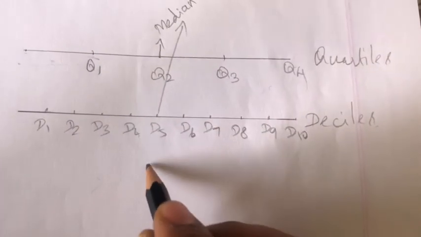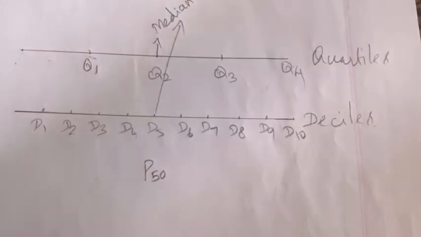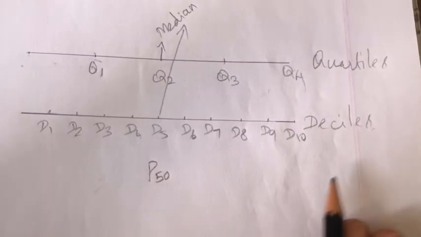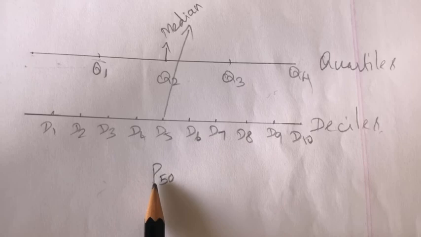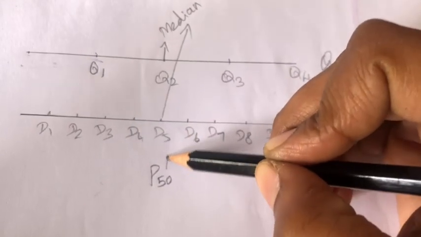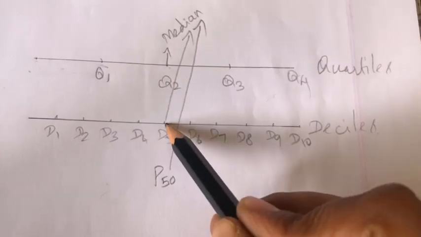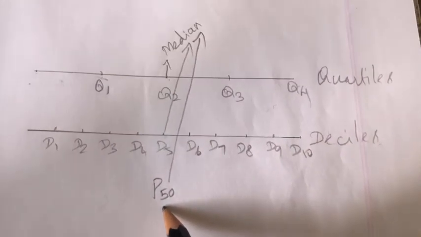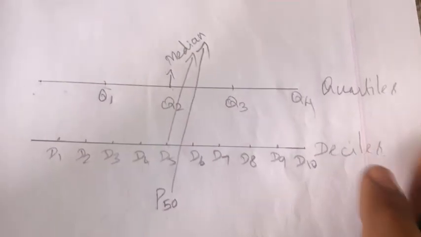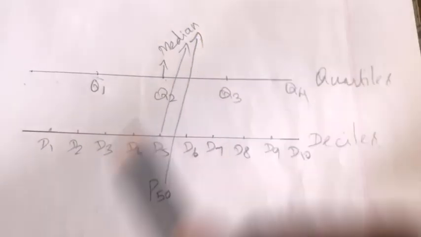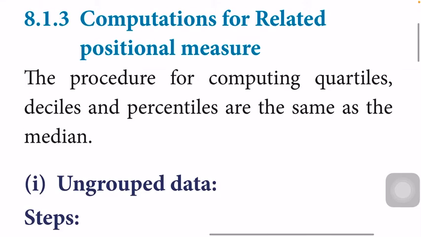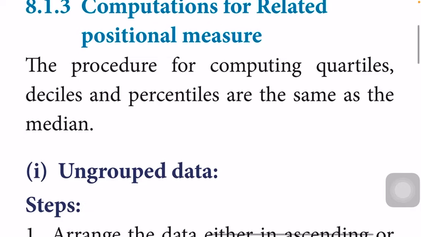So, the percentiles P1, P2, etc., up to P100 we have. P50 is the center point and P50 is also equal to the median. So Q2 is equal to D5 is equal to P50 for the given data, and these 3 are equal to the median. We can compute the positional measures such as quartiles, deciles and percentiles.